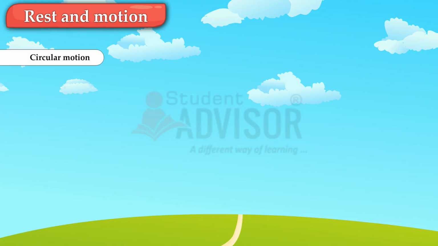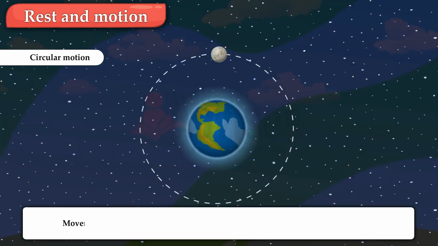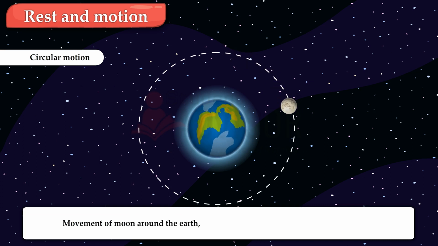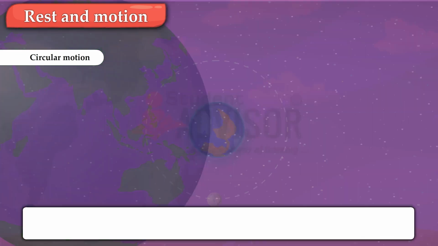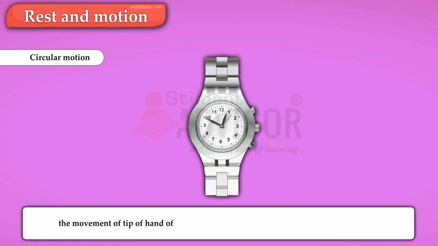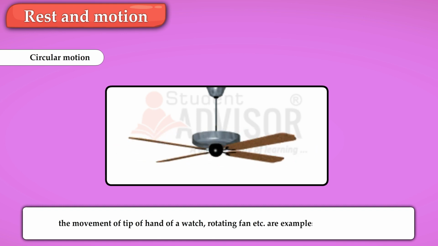Circular motion. A round path having the shape of a circle is called a circular path. When an object moves along a circular path, it is called circular motion. In circular motion, the distance of the object from the center is always the same. Movement of the moon around the earth, movement of artificial satellites around the earth, the movement of the tip of a hand of a watch, a rotating fan, etc. are examples of circular motion.